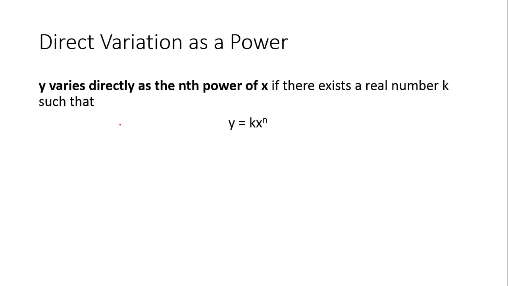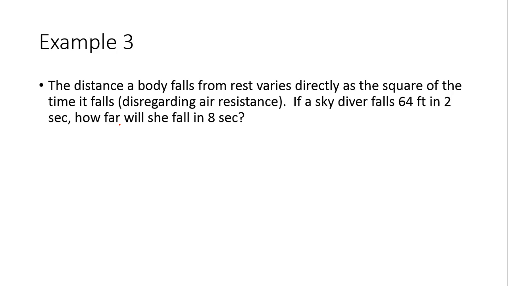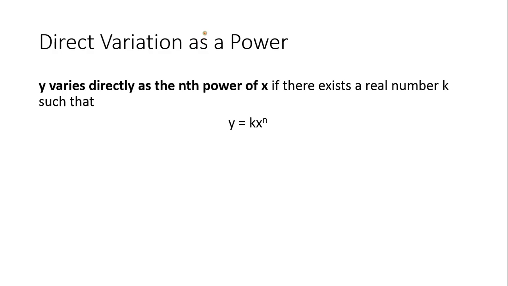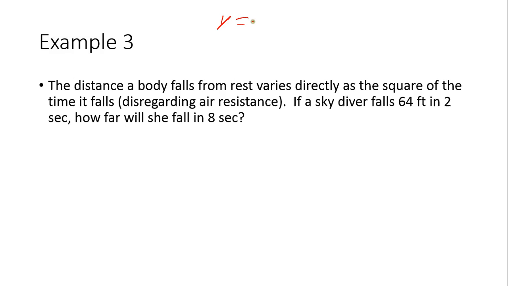And the next thing, direct variation as a power. Basically, the same thing, except now your x is raised to the nth power and multiplied by k to get your y. So you say that y varies directly as the nth power of x. The examples the book uses seem to limit it to the second power, the square. So basically we have y equals k x to the n. That's the form.